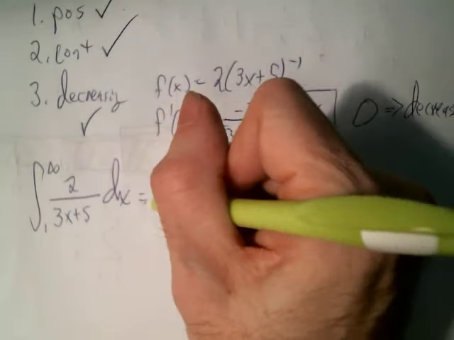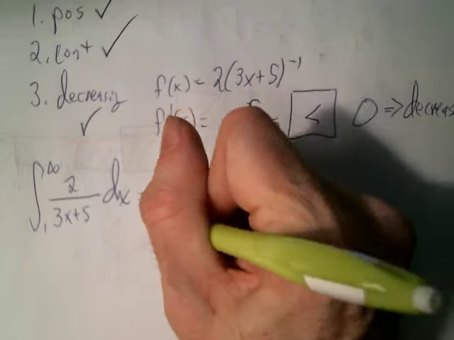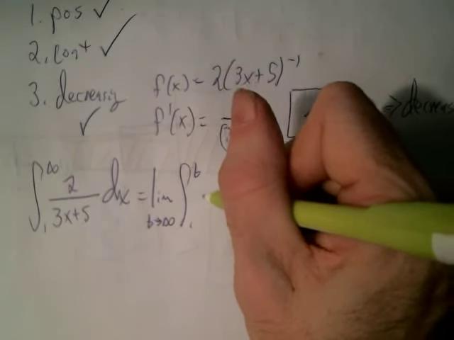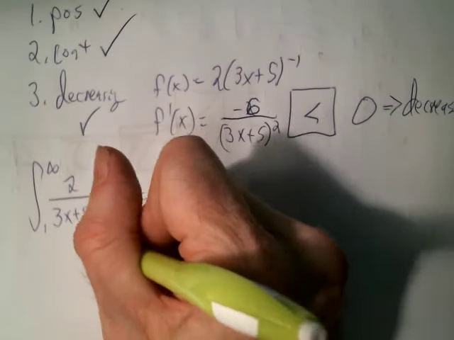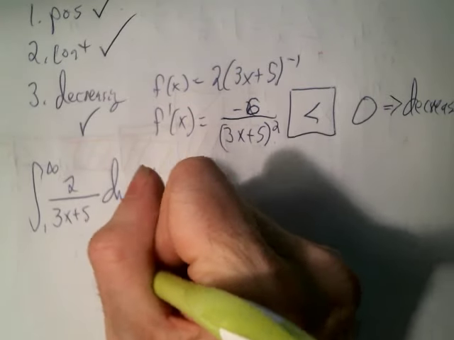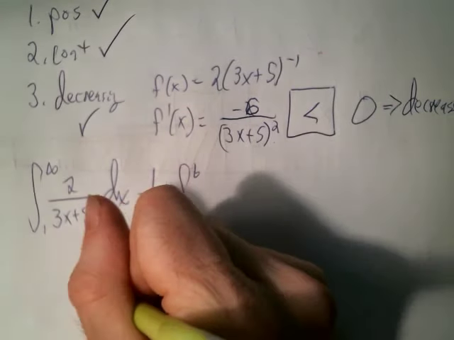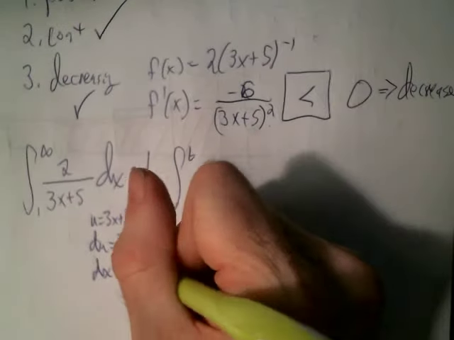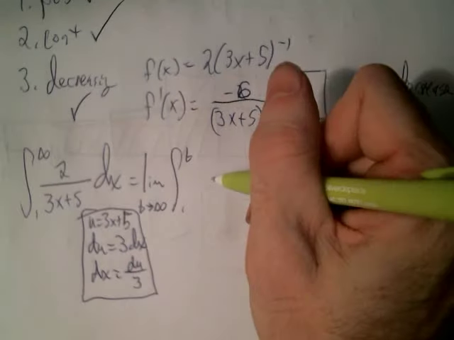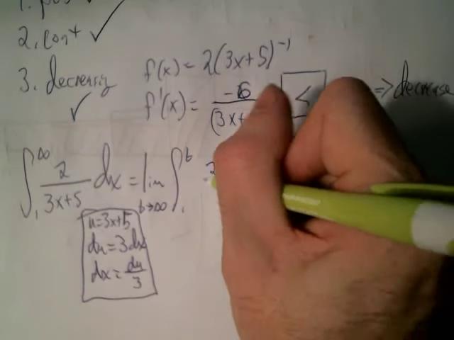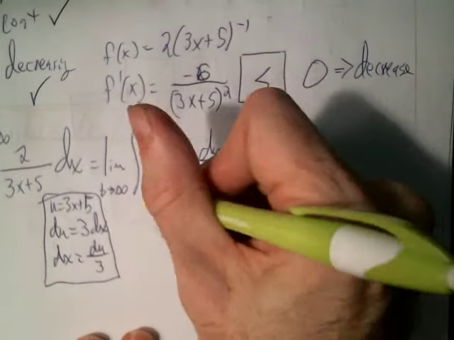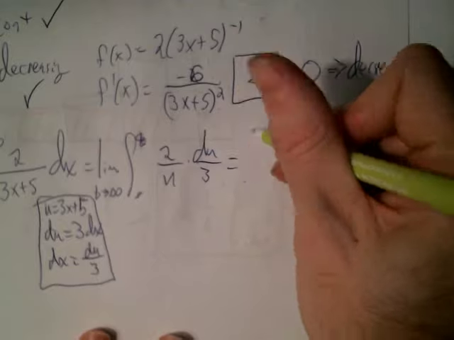Okay, so it's an infinite interval integral. So I have to take the limit as b goes to infinity, the integral from 1 to b of, probably want to do a u sub just to be careful, 3x plus 5. du is 3 dx. So dx is du over 3. In other words, there's a fraction of 1/3 to deal with. So we got 2 all over u times du all over 3. And I can drop my bounds momentarily while I evaluate.